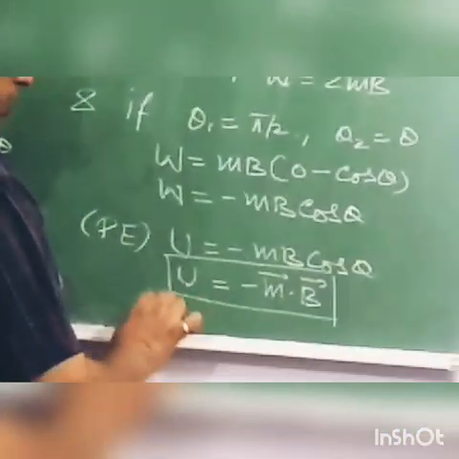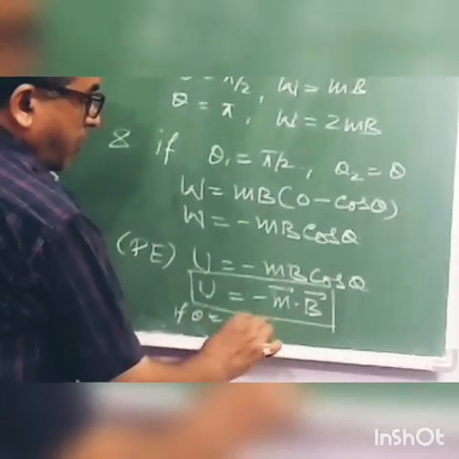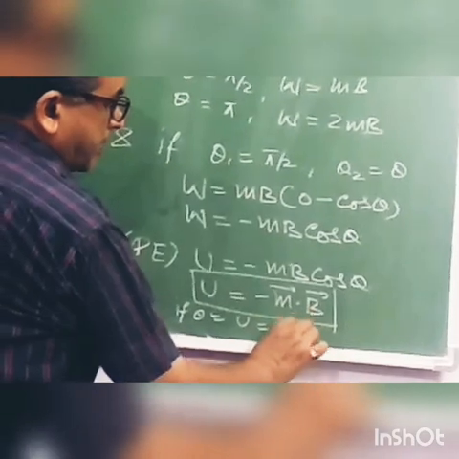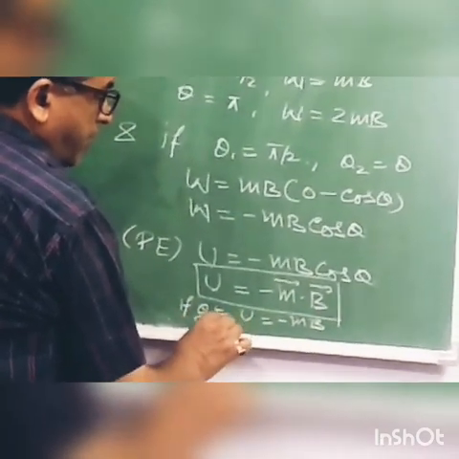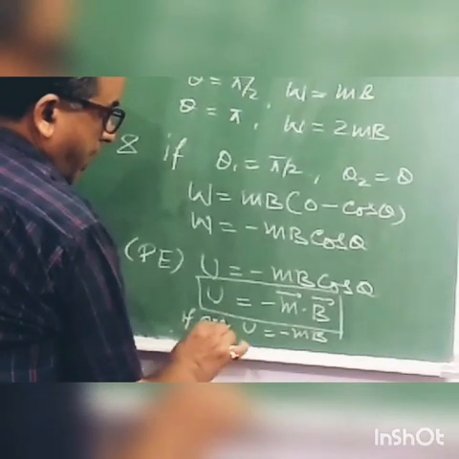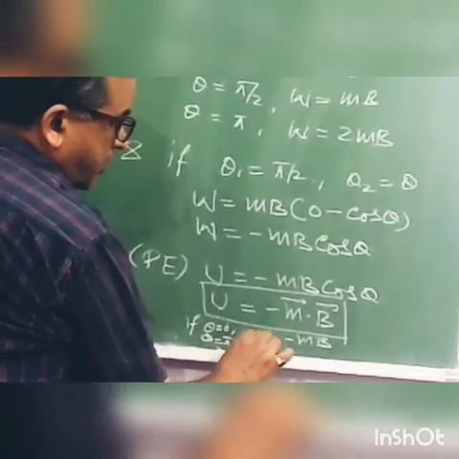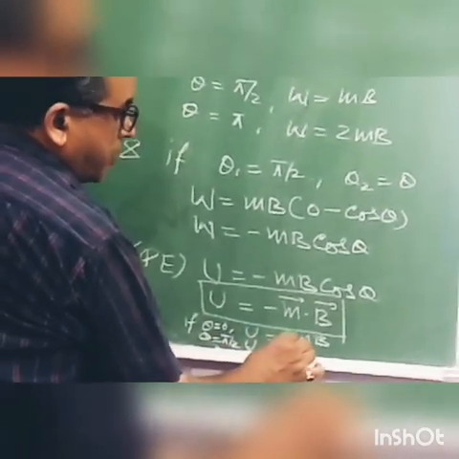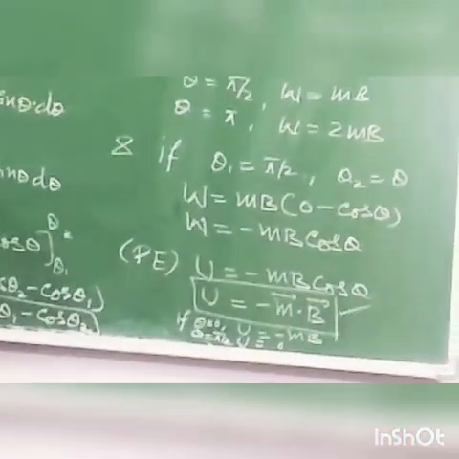If theta equals 0, U equals minus MB. If theta equals pi by 2, U equals 0. So this is the potential energy.